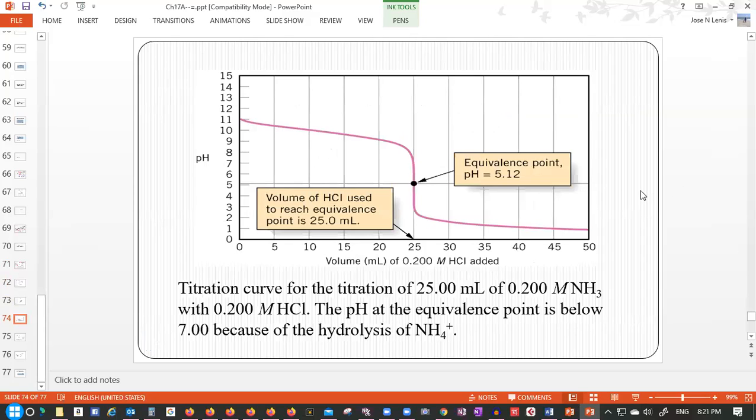This is a titration of the weak base ammonia against strong acid. Same thing, during this process, what you have is a buffer solution, so you can find the pH at any point using the Henderson-Hasselbalch equation. The equivalence point, as we predicted, should be acidic, because the reaction is producing the conjugate acid of the weak base, which is an acidic salt.